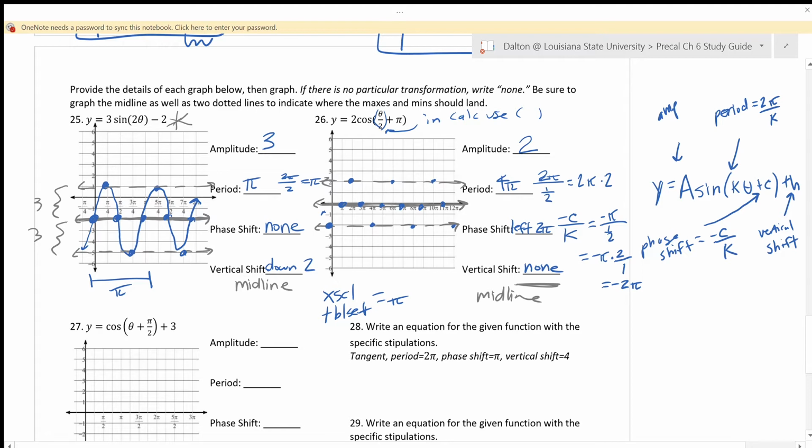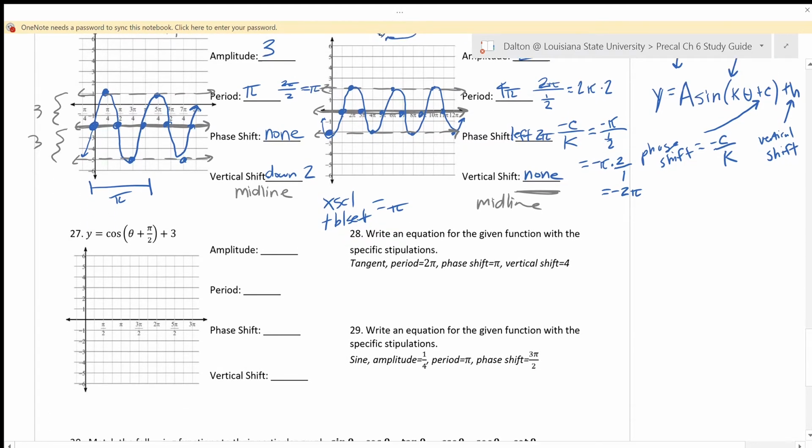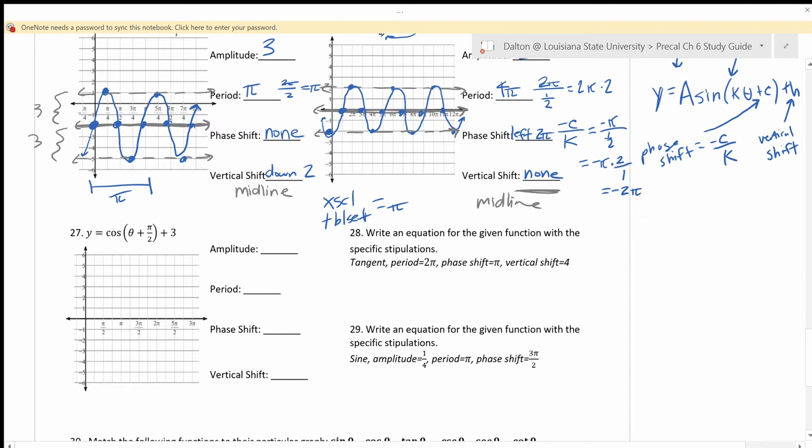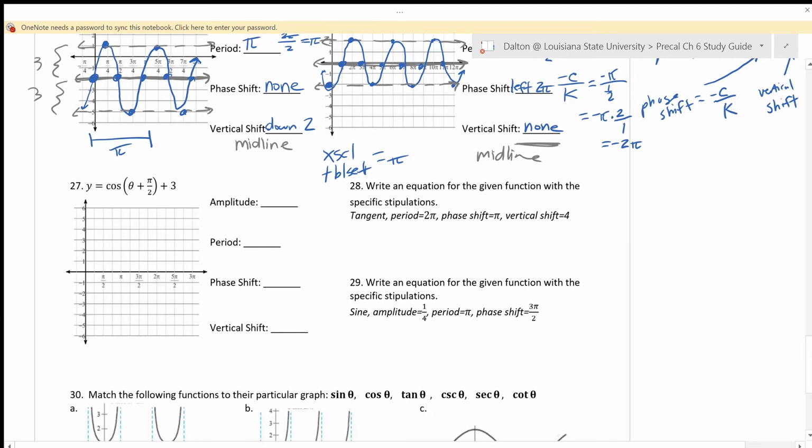So it looks like it has a high frequency, but again, remember, your x-axis is actually going all the way up to 12 pi. So if I stretch this out to the same scale as the graph for number 25, per se, it would actually be a lot slower curve if we were talking time.